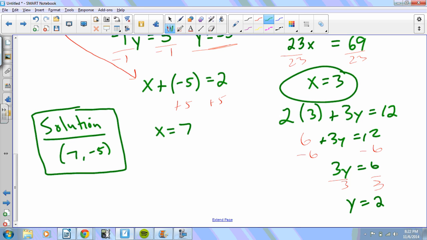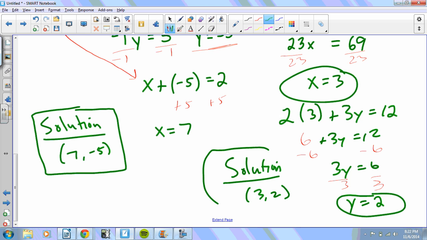I have an x value. I have a y value. I now have a solution. So my x is 3, y is 2. Done and done and done.